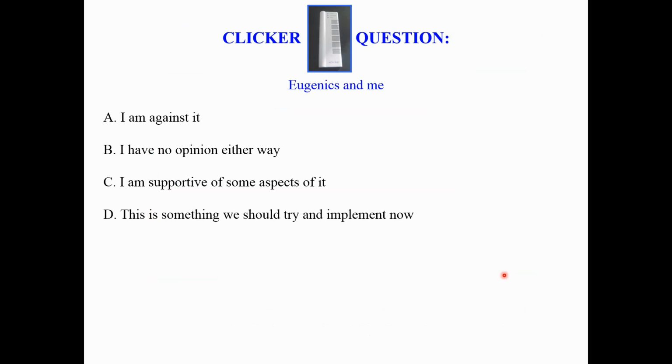So, now we've talked about it, let's have a quick thought about eugenics and me. How do I feel about eugenics? A, I'm against it. B, I have no opinion either way. C, I am supportive of some aspects of it. D, this is something we should try and implement now. Just have a real think about some of these ideas and where they sit with you.